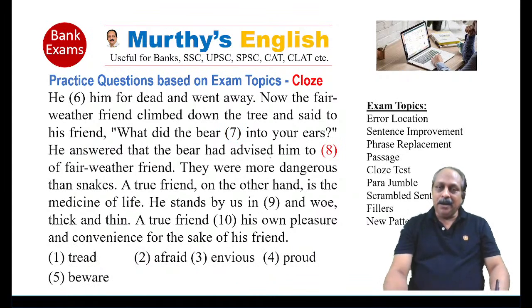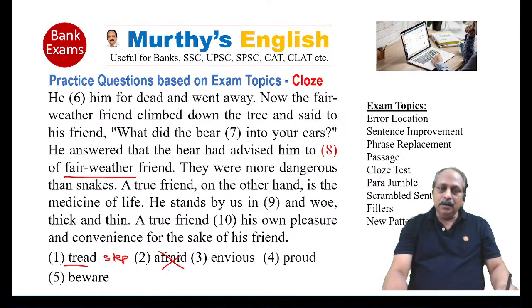He answered that the bear had advised him to a fair weather friend. This is a negative idiom. Based on that, tread means walk, step. Common error, a lot of people when they go to a fitness center, they say treadmill. Tread, tread on something, means step on something. Mutter means when someone says something not clearly, then we say mutter, murmur, to speak indistinctly. Whisper is clear but low voice. Mutter is not clear, not distinct.